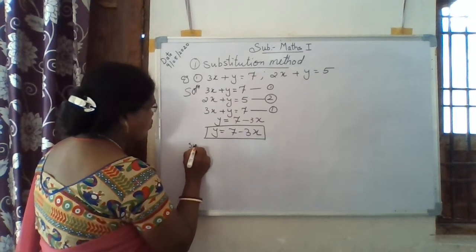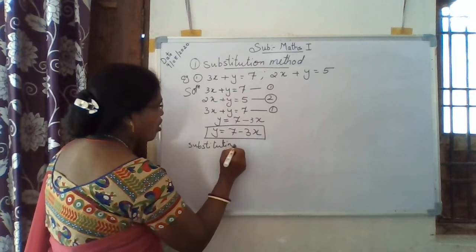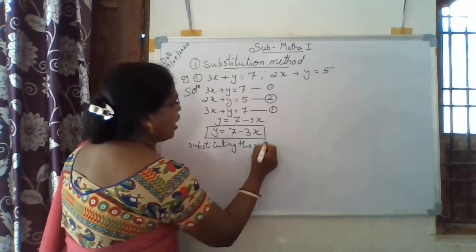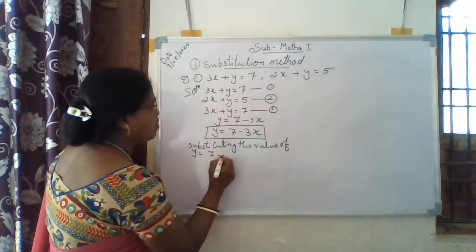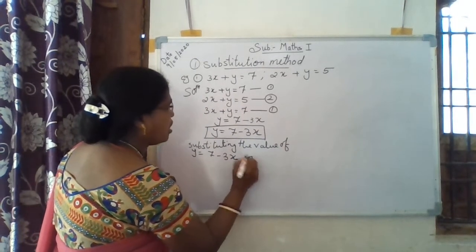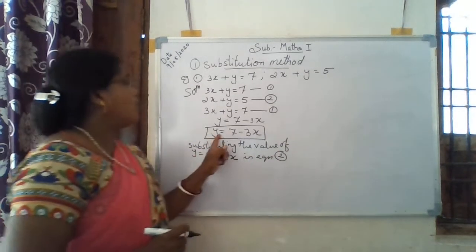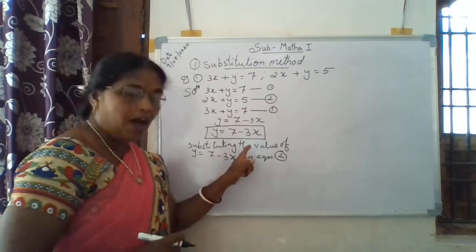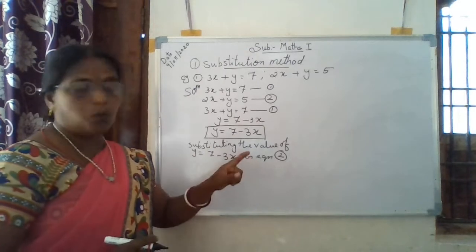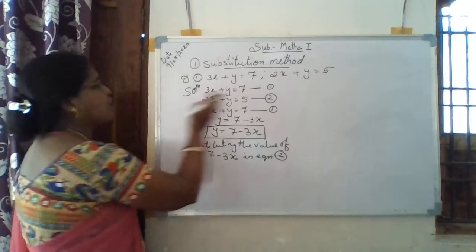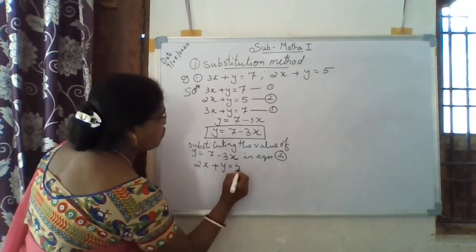So, substituting the value of y equal to 7 minus 3x in equation 2. I got this value of y from equation 1, so I will substitute it in equation 2. So now I have to take equation 2: 2x plus y equal to 5.